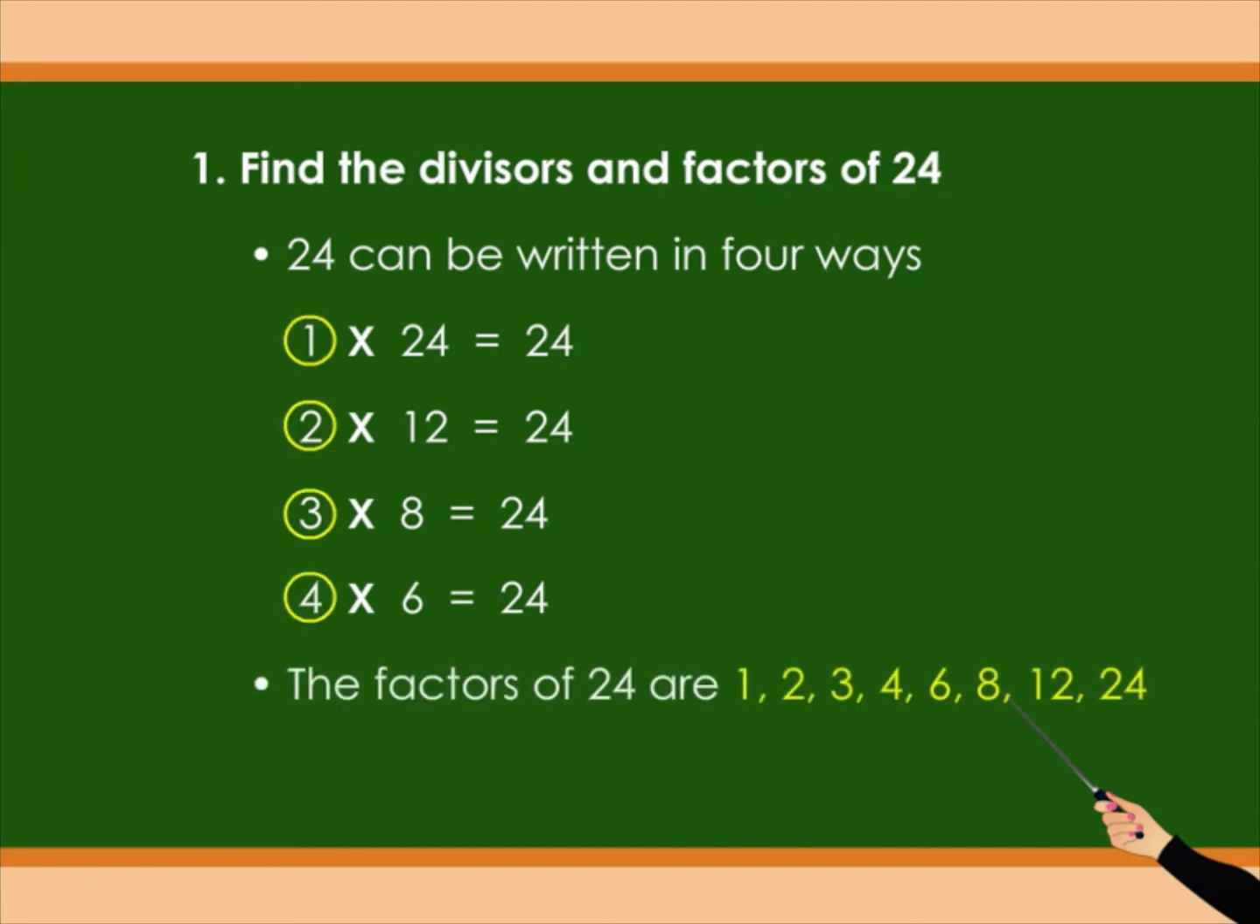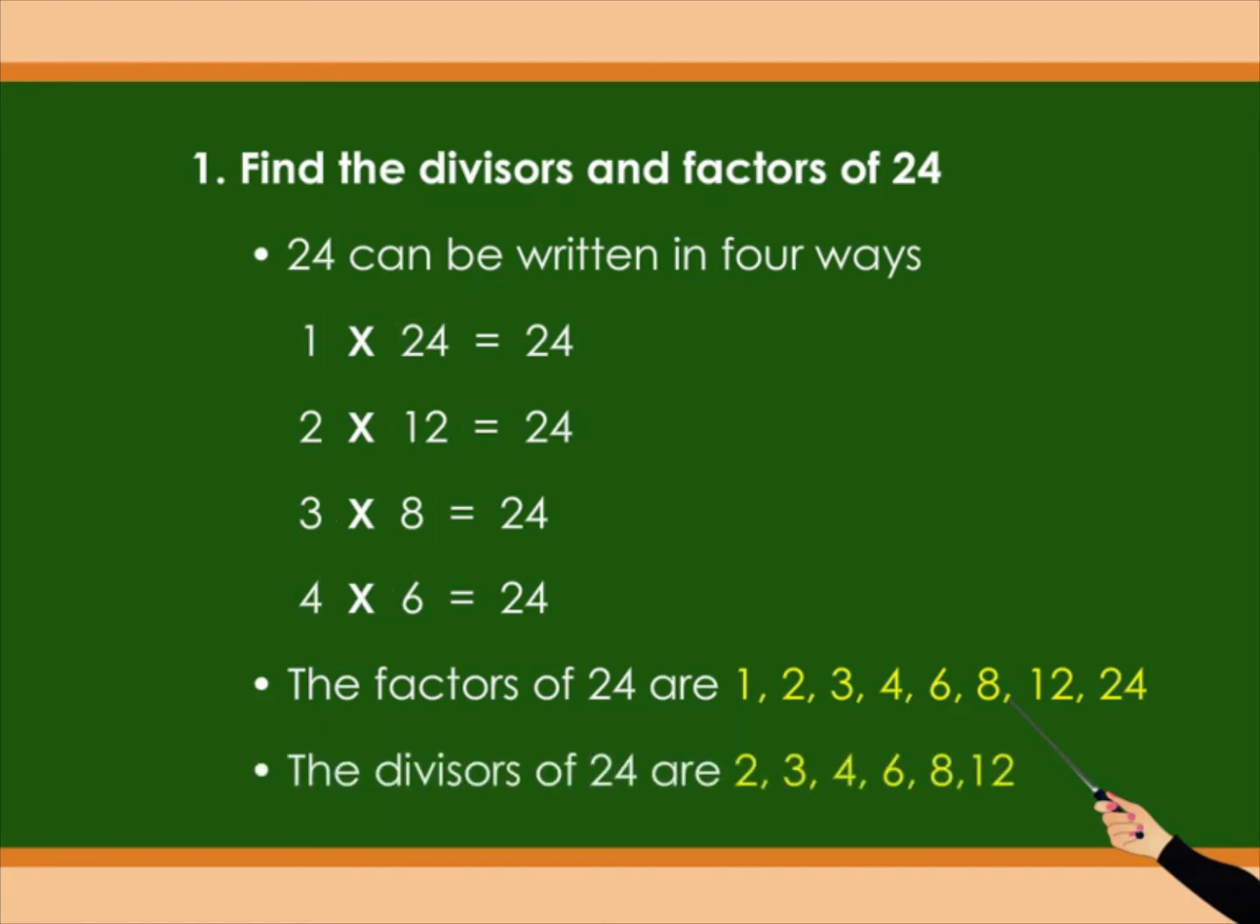The factors of 24 are 1, 2, 3, 4, 6, 8, 12, and 24. The divisors of 24 are 2, 3, 4, 6, 8, and 12.